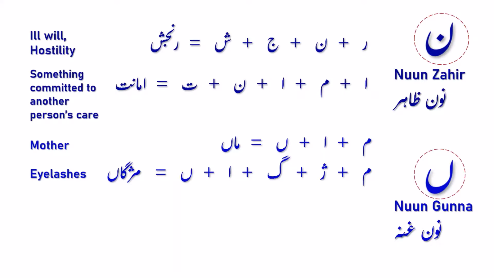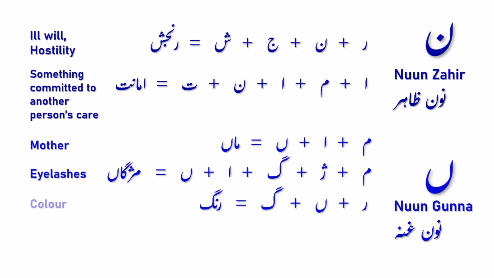The sound of Noon Gunna can also be present within a word. For example, Re, Noon Gunna, Gaf, Rang, color. Jeem, Alif, Noon Gunna, Che, Jaanch, inspection. Don't worry, just like with every other language, you will be able to understand this difference with practice. Let's have a look at the different types of Vav.